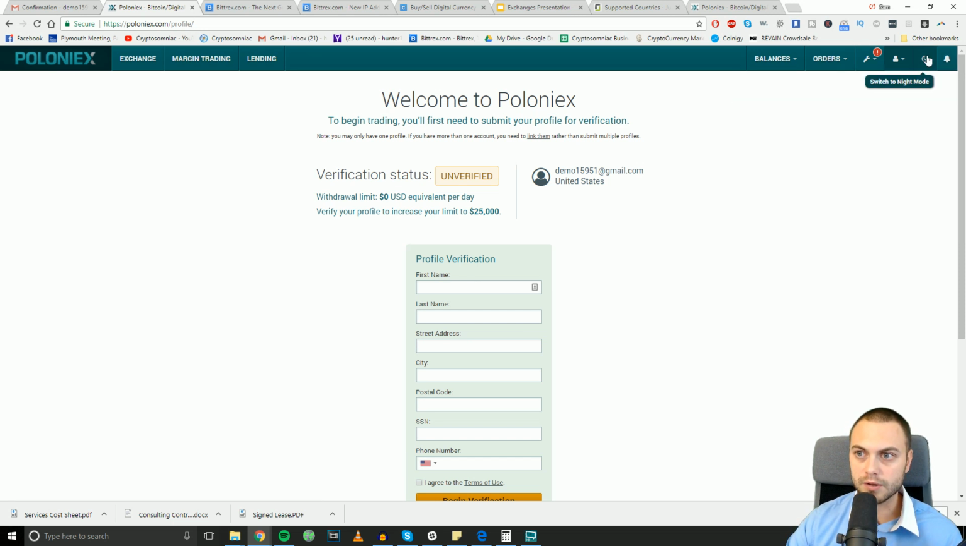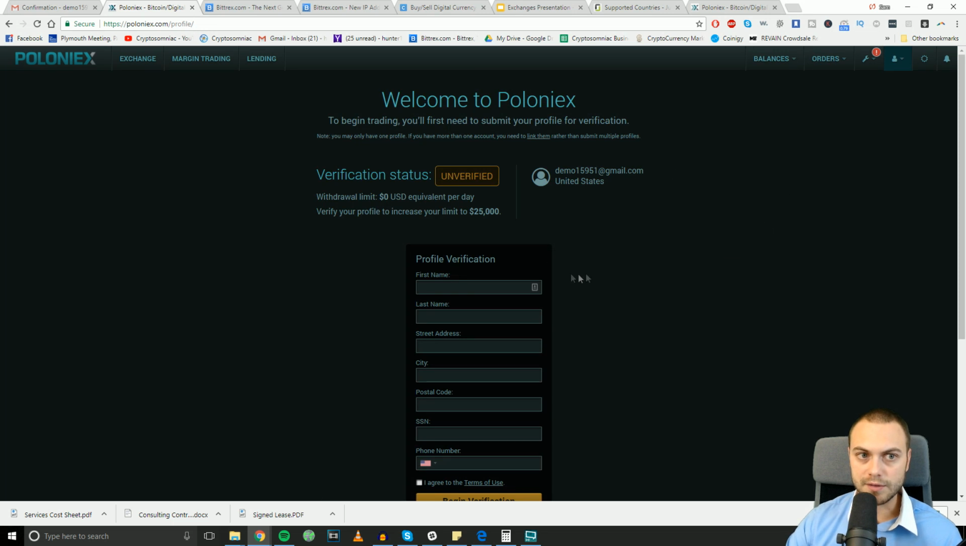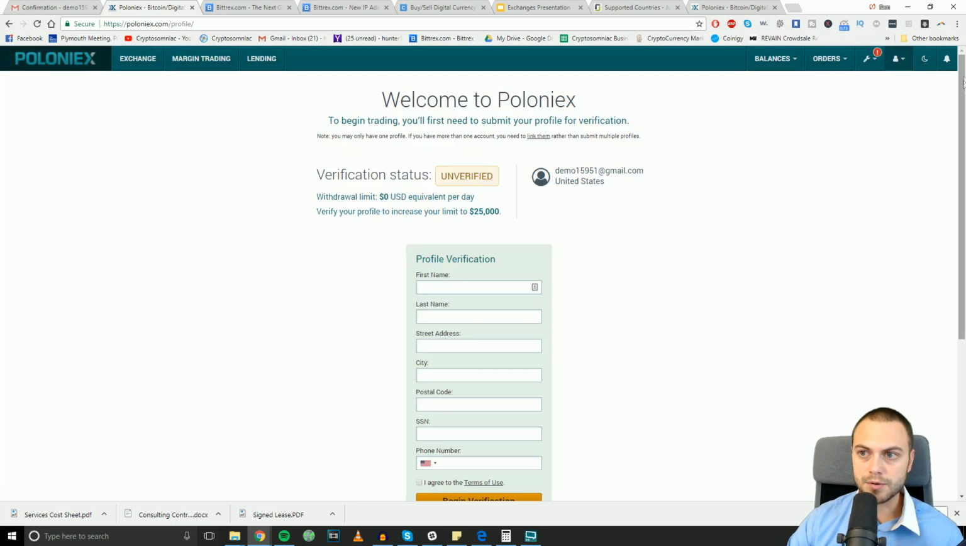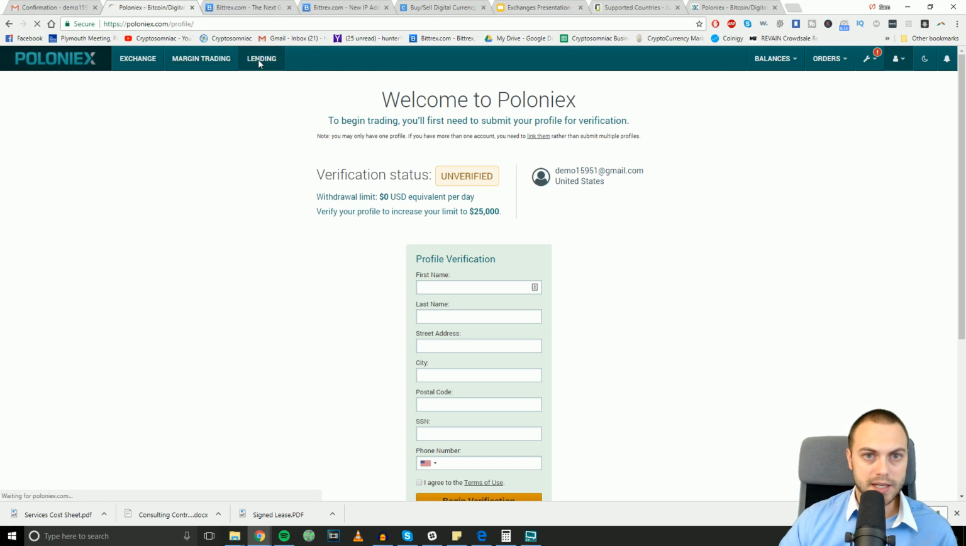There's also this little night mode here where it changes everything to black. Might be a little bit easier on the eyes. Switch it back to day mode. There's a little bell. There are no new alerts. I think that's where you get alerts for exchanges, some of your trades. And they also have margin trading and lending.